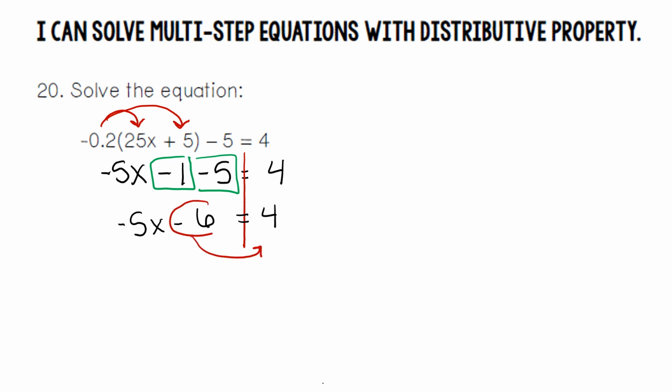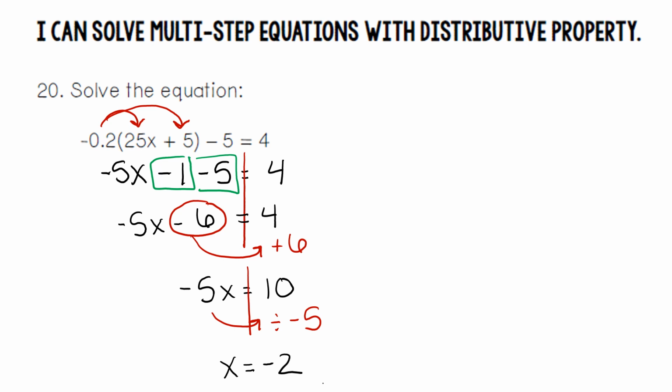Our next step is to do the opposite. So instead of the minus 6, we do a plus 6. 4 plus 6 would give us an answer of 10. The negative 5x stays the same for now because we did not use that piece yet. And our last step is to divide. The negative 5 and the x side by side means multiply. We do the opposite, we divide. 10 divided by negative 5 gives us negative 2.